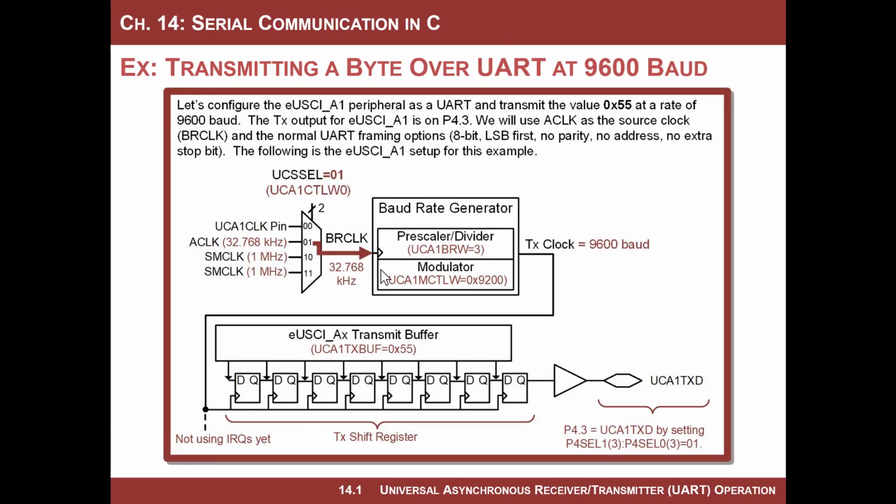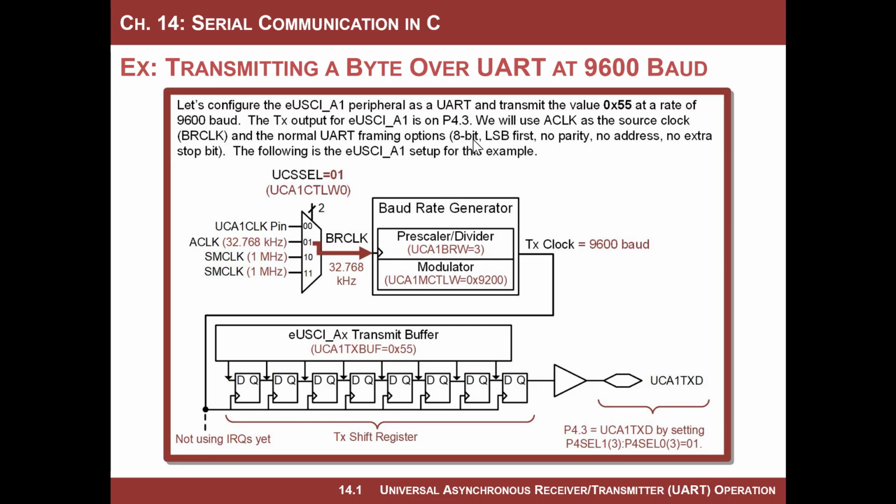Okay, so here's our system. Here's the A1 UART peripheral on the MSP430, and just to remind you, you have to set up the clock. You have to choose a clock. You have to set up the baud rate generator to get the rate that you want. Then you set up your framing options, and then you just drop information into the transmit buffer, and it'll automatically get shifted out. So our task is we want to set the UART up at 9600 baud, and let's send out hex 55. That'll be 8 bits that basically just go 10101010, so it'll be a lot of transitions.